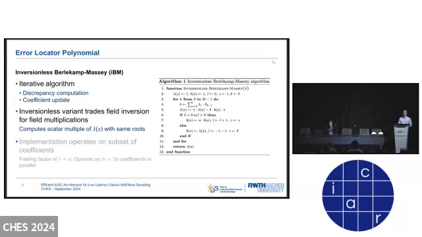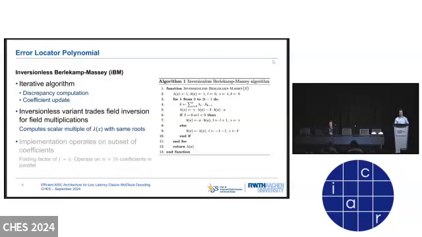For the computation of error locator polynomials, we utilize an inversionless variant of the commonly employed Berlekamp-Massey algorithm, which is an iterative algorithm that in each iteration first computes a discrepancy delta, shown here on line 4 of the pseudocode, and then uses this discrepancy to iteratively update the coefficients of the error locator polynomial.